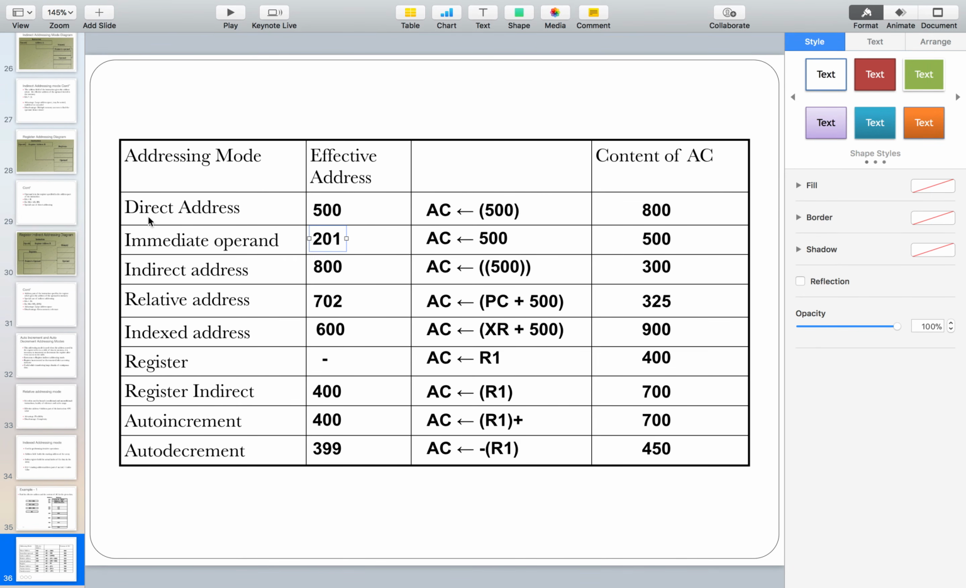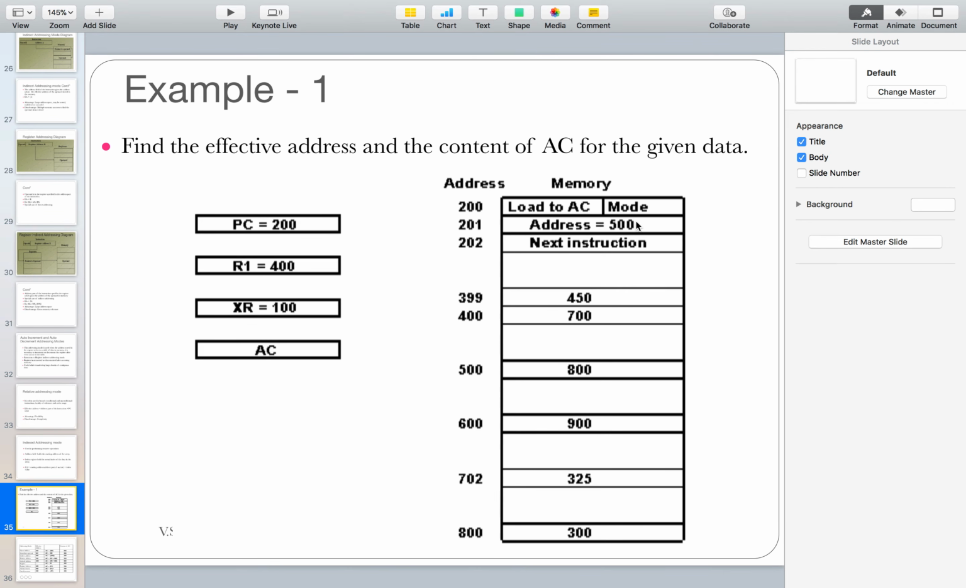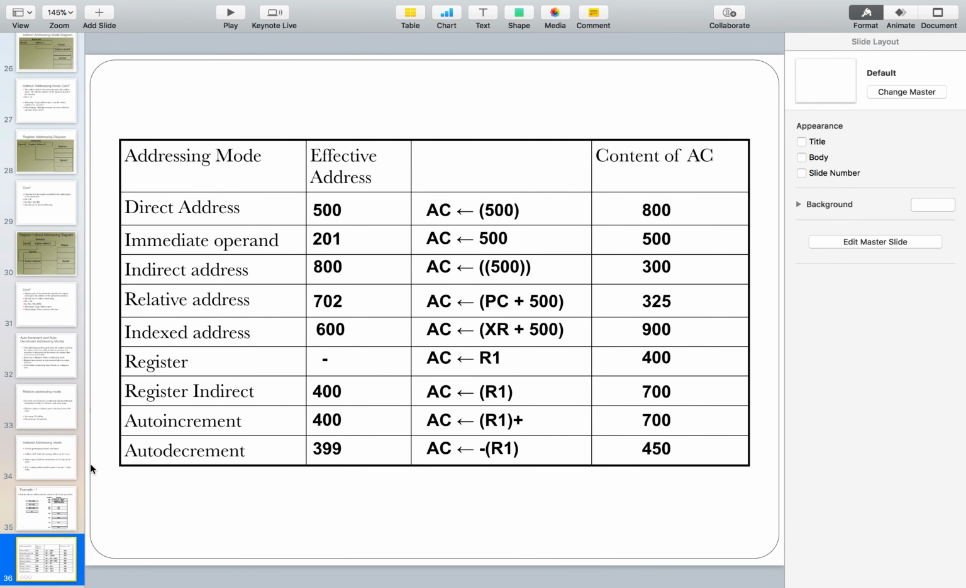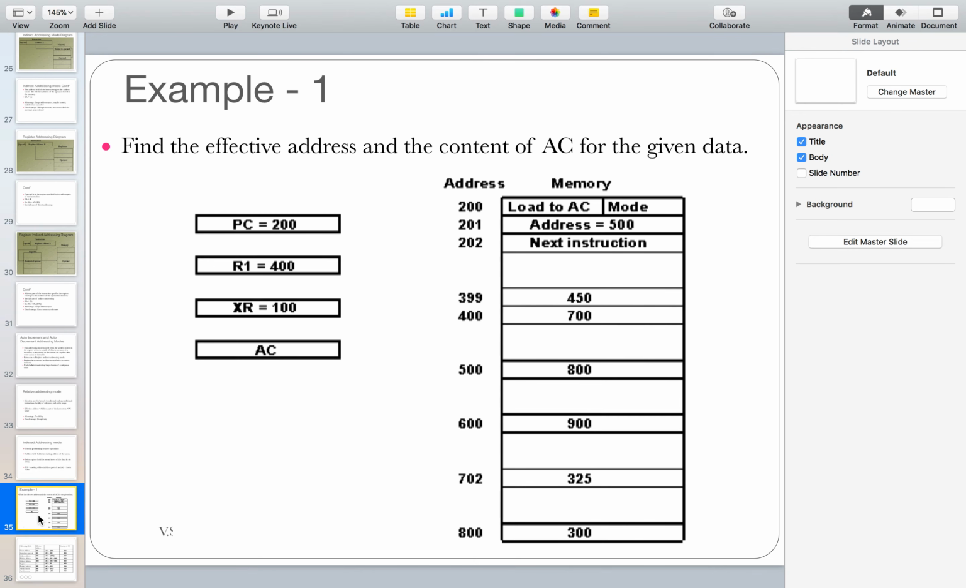Talking about direct address. Direct address is the initialized address which is given over here, which is 500. Next is register direct. Register direct does not point to any particular address. The value 400 will be my effective operand.